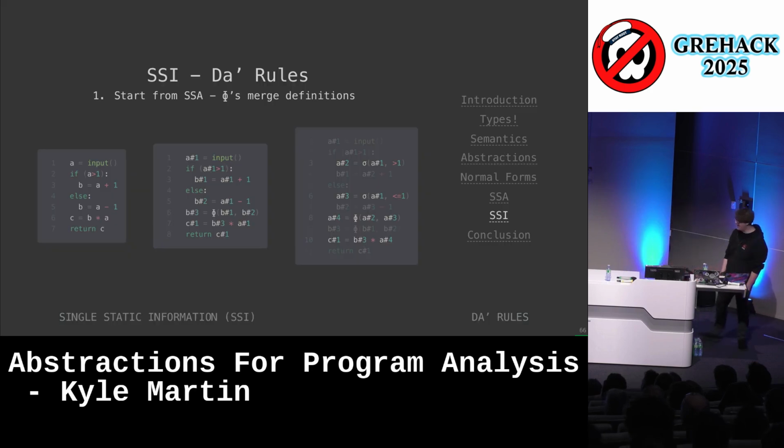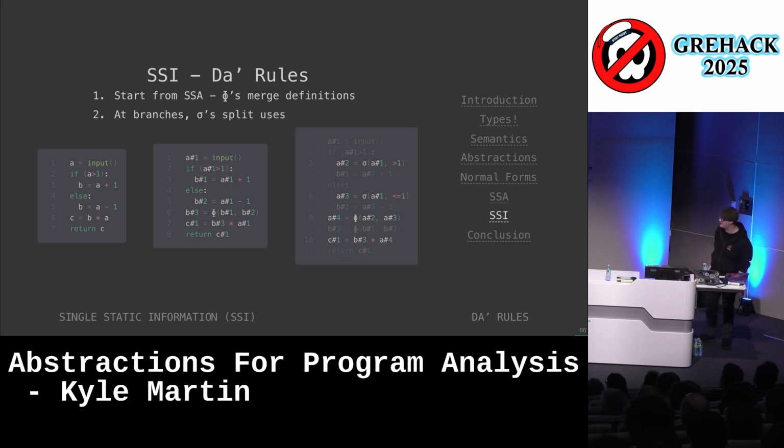So we have somewhat better representations for this. Since SSA is only tracking the definitions of variables, there's more information we can capture at use sites. SSI, which stands for Single Static Information, starts in SSA form, where the phis are merging variable definitions. But at branches, sigmas split uses.